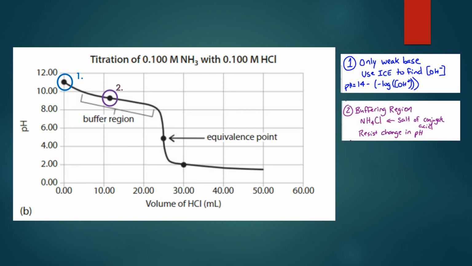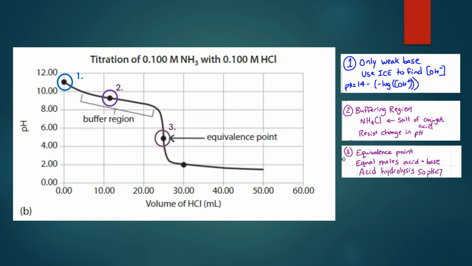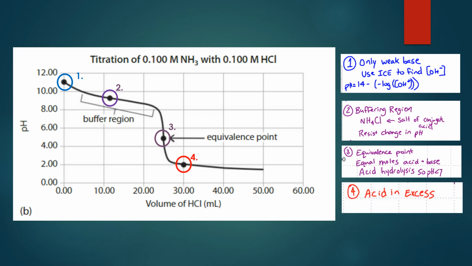In the buffering region here, what we're creating when we mix hydrochloric acid with the ammonia is ammonium chloride. So we have the salt of the conjugate acid. This is going to resist that change in pH. At the equivalence point of a weak base, strong acid titration, you'll notice the equivalence point is less than 7. So equal moles of acid and base, but we have that acid hydrolysis. And then finally, at this last point, we have acid in excess, and that acid in excess takes us down the rest of the curve.